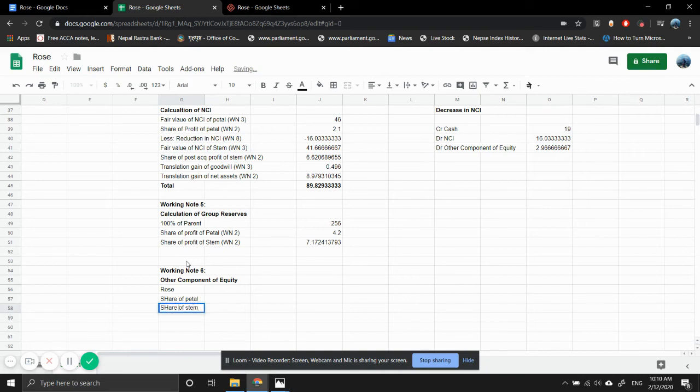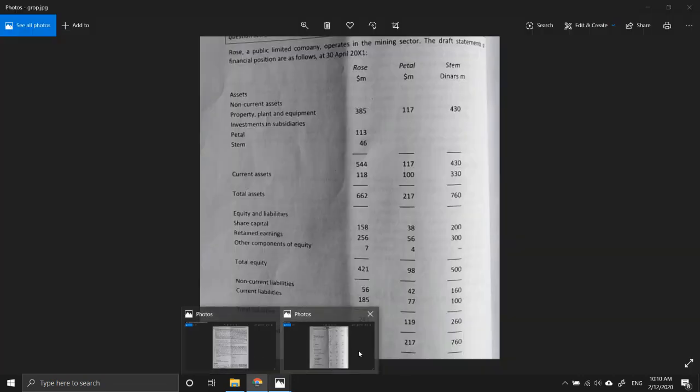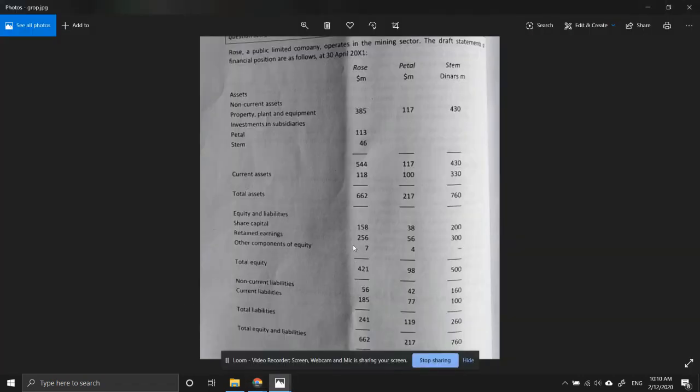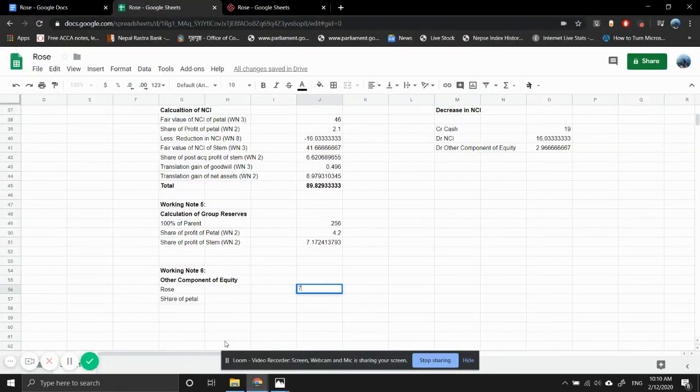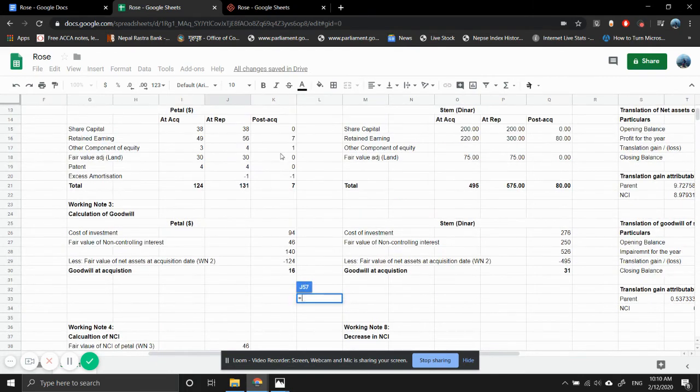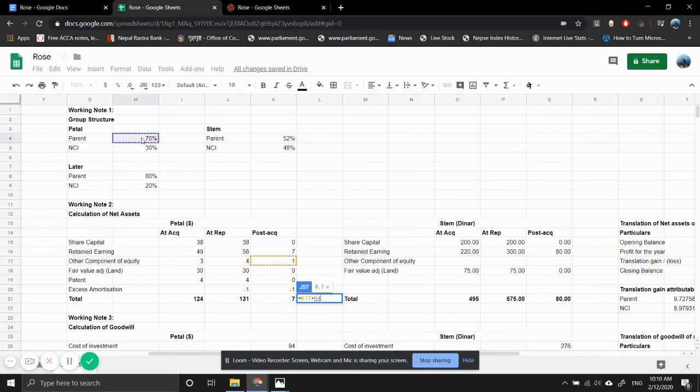Stem, right? So no, stem does not have anything, so we don't need to worry about it. Okay, good, easy. Rows is, how much is rows? 7 and then 4, right? 7 and then share of post acquisition movement, right? So which is basically, this is the post acquisition holding percentage 70%, right?